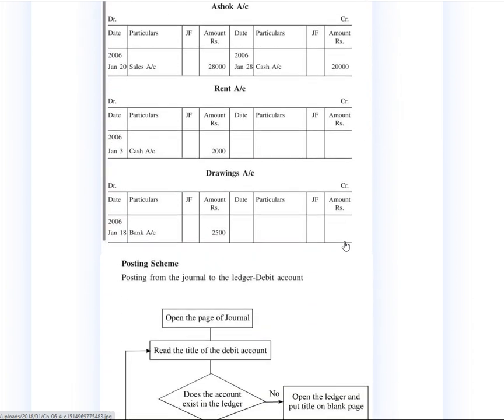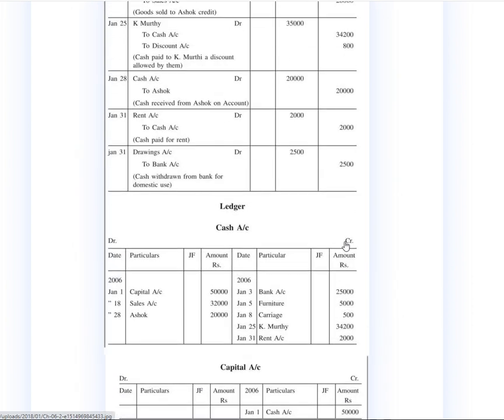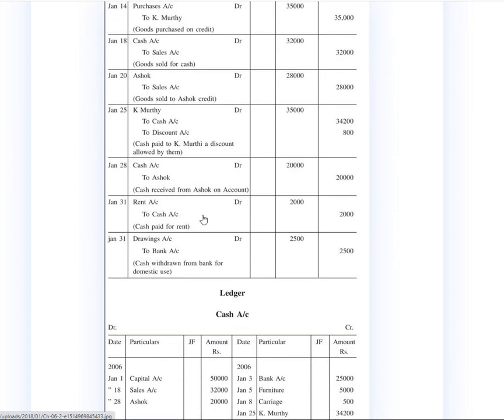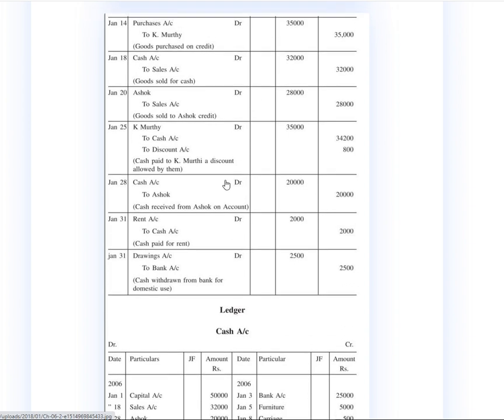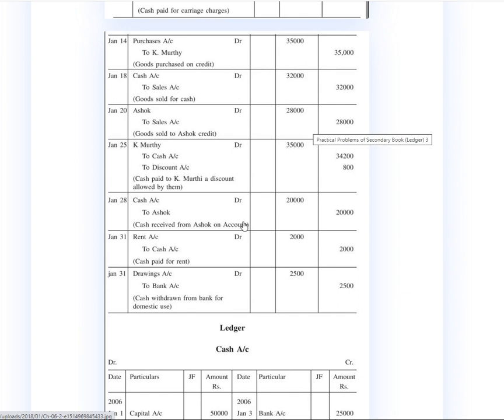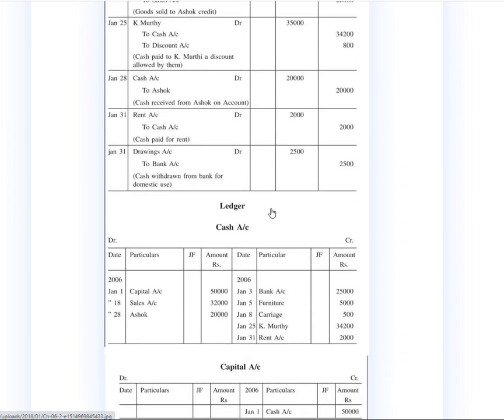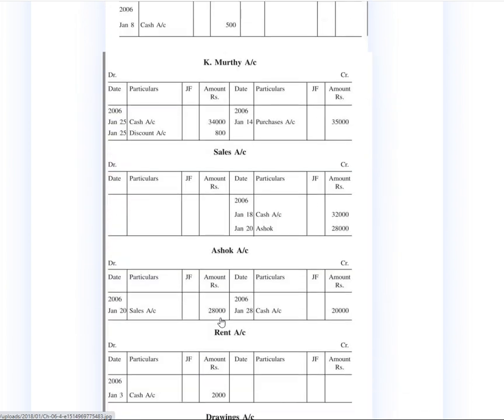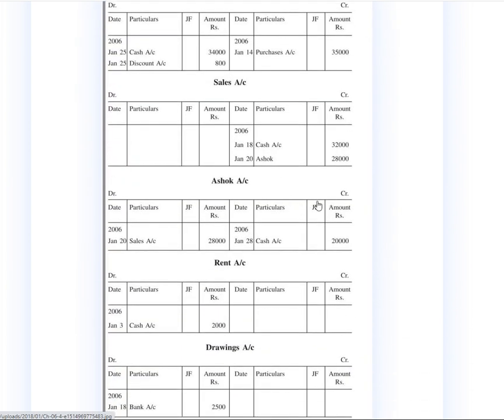Next is cash account debtor to Ashok account. So Ashok is a debtor to us who had to pay us how much amount? 28,000. Now he has paid us 20,000. That we have to show in our books of accounts. In the cash account, we will show cash account debtor to Ashok account on January 28th. Amount is 20,000. In Ashok account, we will credit that amount. Here you can see in Ashok account we are crediting, January 28th cash account 20,000.